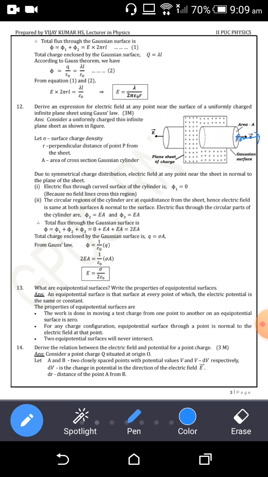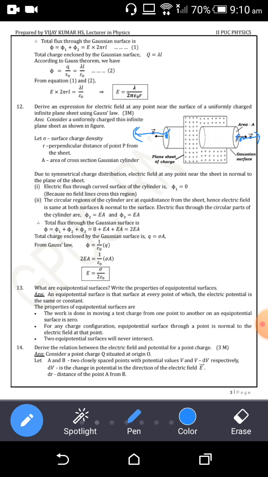Similarly, even at this point, this is also a point where you need to calculate the electric field. The electric field direction will be towards the left, and the area vector direction will also be directed towards the left.